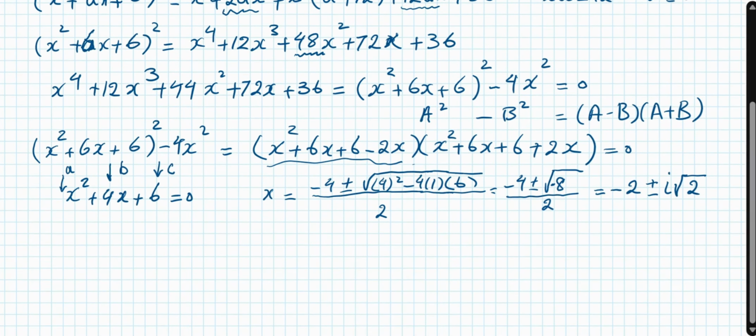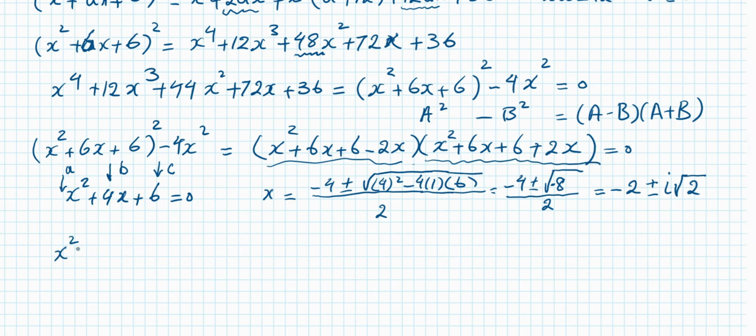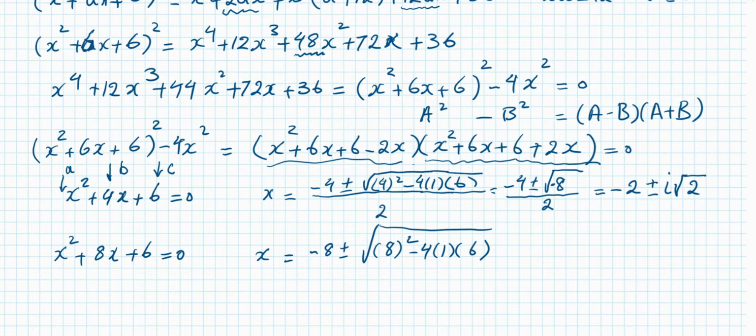Next, we set this term to 0. So we have x squared plus 8x plus 6 equal to 0. x would be minus 8 plus or minus the square root of 8 squared minus 4 times 1 times 6, divided by 2.